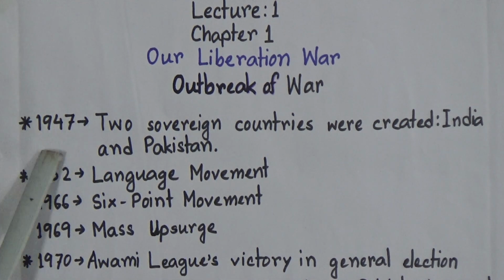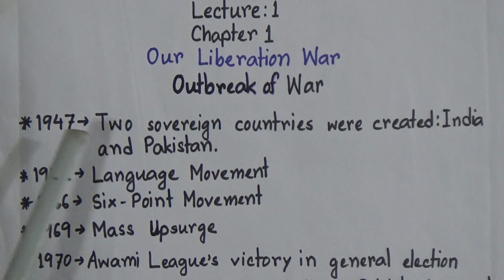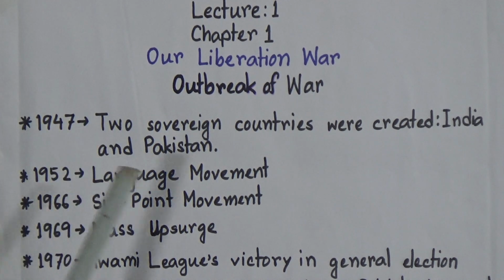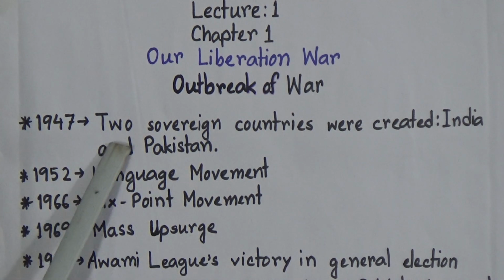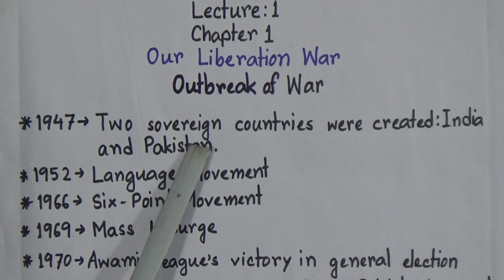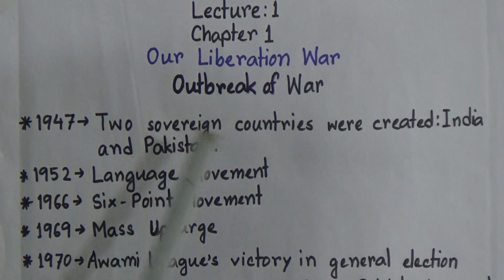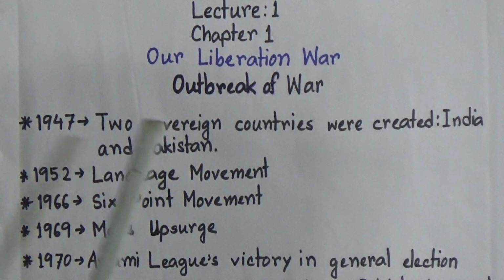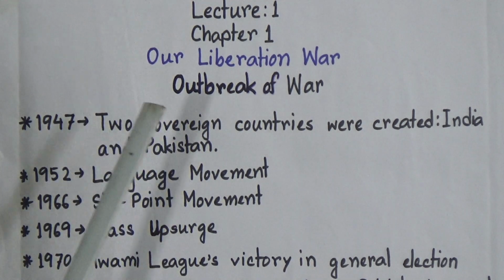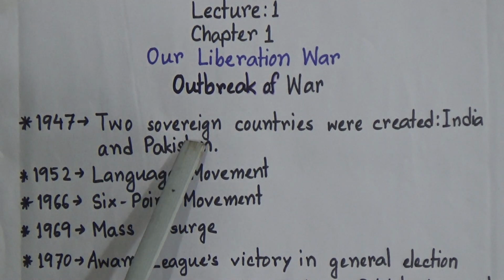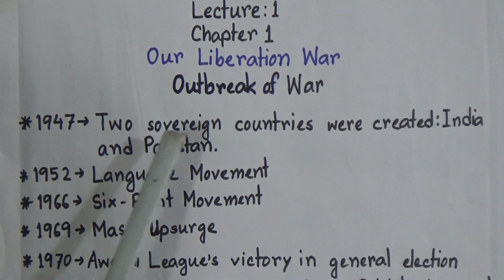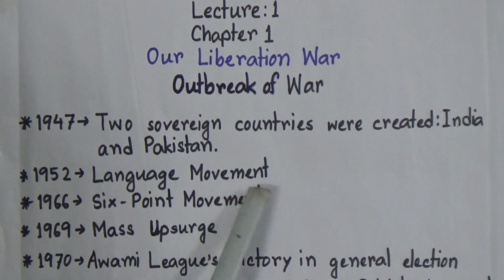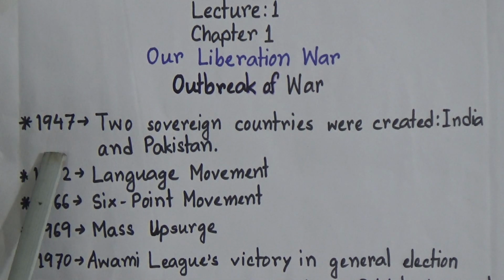Now look, in 1947, the British left, but before leaving the subcontinent, they created two sovereign countries, India and Pakistan. And India and Pakistan were divided into two parts, East Pakistan and West Pakistan. And we belong to East Pakistan. So dear students, in 1947, two sovereign countries were created, India and Pakistan. So we will remember this date, the year 1947.